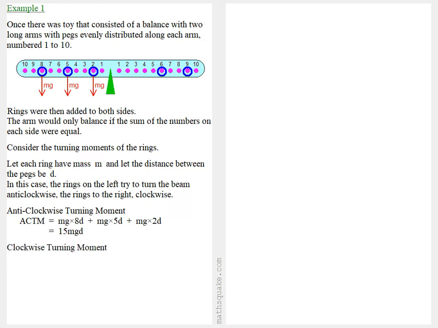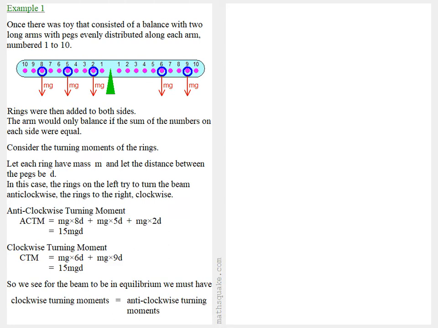And the clockwise turning moments, that is the rings on the right-hand side, have a turning moment of mg times 6d plus mg times 9d, which is also 15 mgd. So we see, for the beam to be in equilibrium, we must have the sum of the clockwise turning moments equals the sum of the anti-clockwise turning moments.